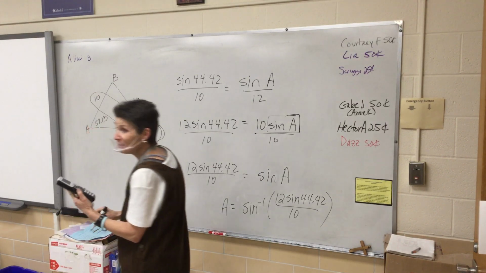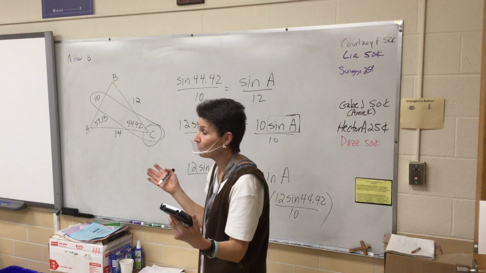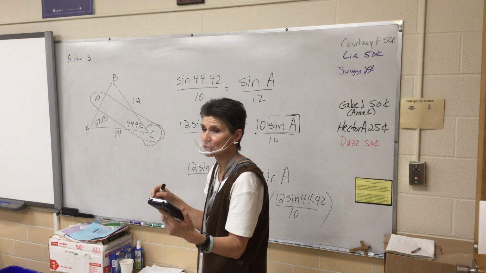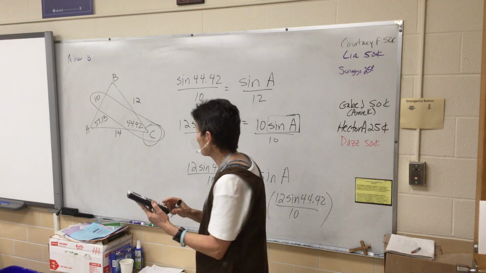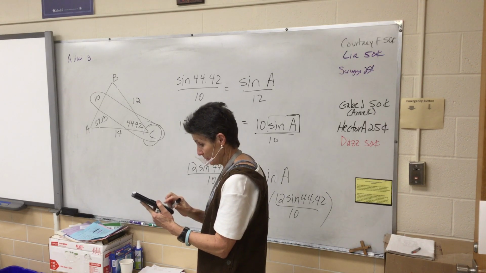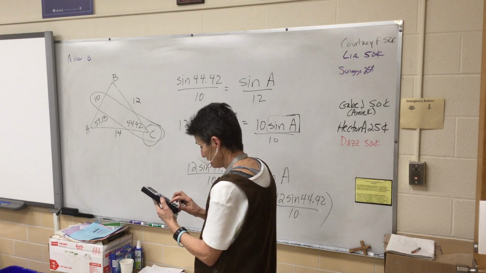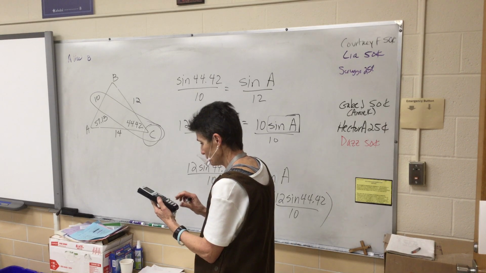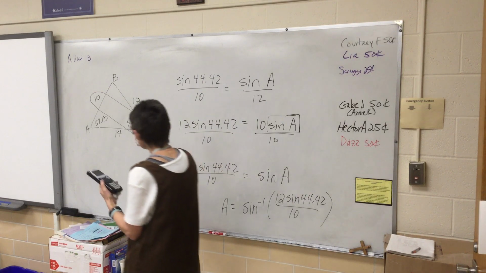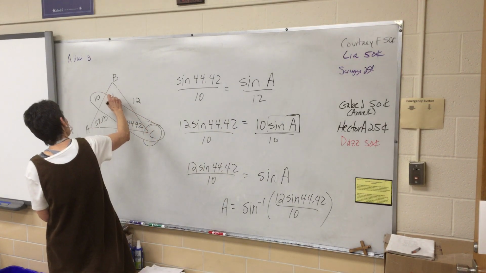And now we could do it all over again if we wanted to, but it's easiest just to add them up and subtract from 180. So 180 minus 57.13 minus 44.42, and I got 78.45.